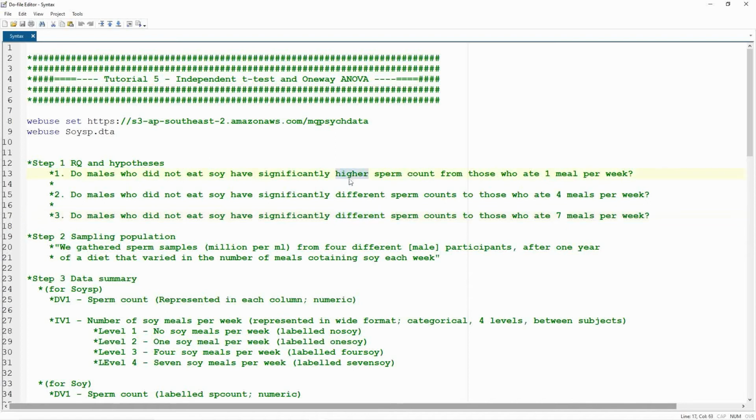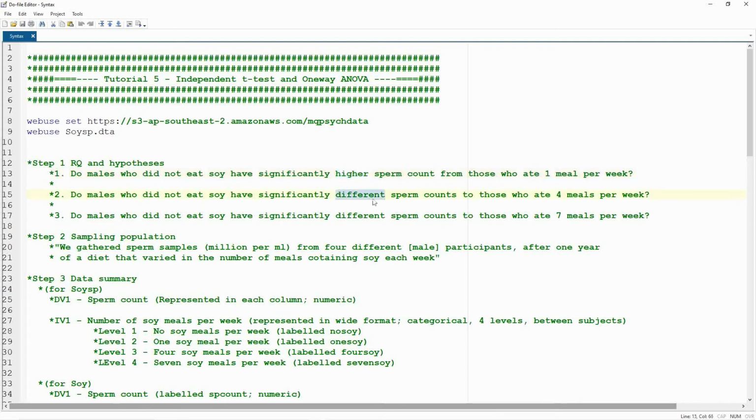For the first one, we're specifically asking if eating no soy at all produces higher sperm than those who only ate 1 meal of soy per week. There's an exact direction that we're after. We don't really care if those who ate soy had less sperm than those who ate no soy. We're specifically targeting whether or not there is a higher difference. And so there's a very specific thing we're going to do to target that later on.